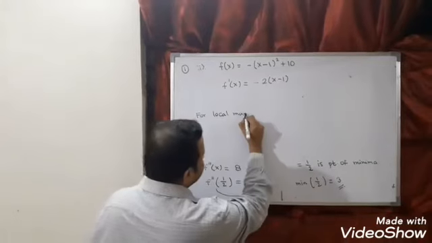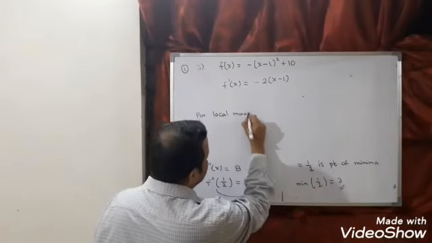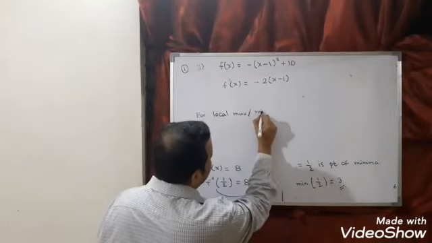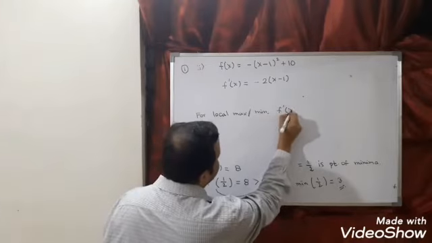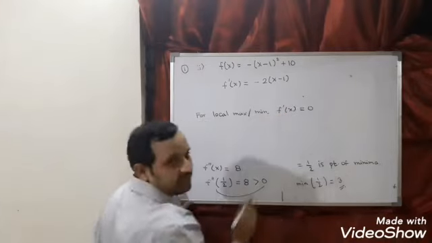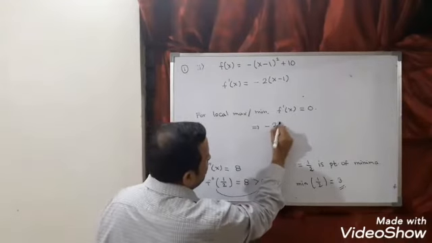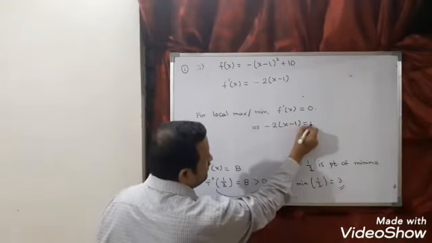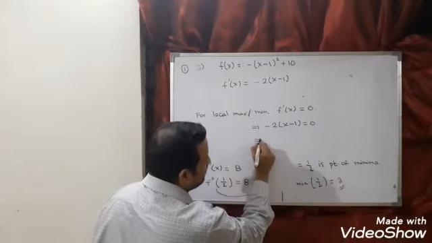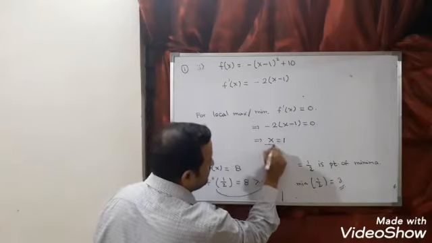What is the next step? For local max or min, the condition is f dash x equal to 0. So put this value. What you will get here is minus 2 times (x minus 1) equal to 0. So from this you will get x is equal to 1.